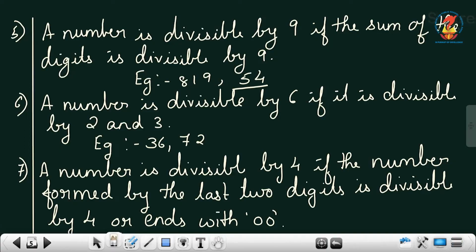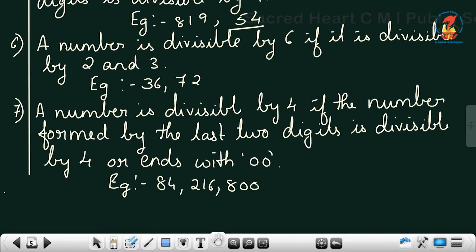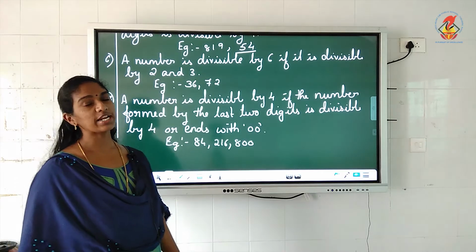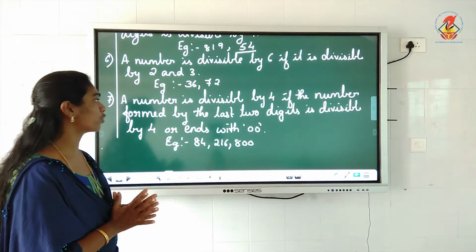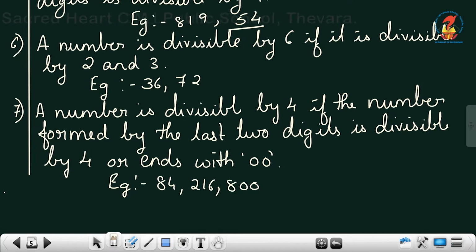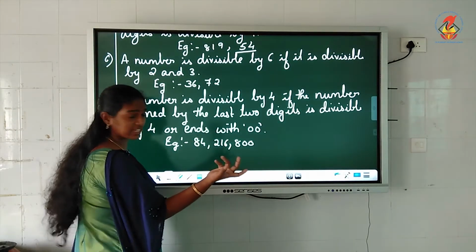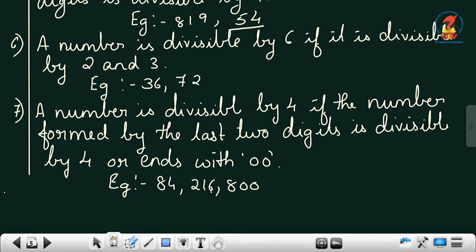Okay. Then, coming to the last one, a number is divisible by 4. How do you check a number is divisible by 4? If the number formed by the last 2 digits, suppose you get a number, take the last 2 digits. So here it's only 2 digits. This 84 you divide by 4 and see whether you are getting remainder 0. Now when you come to 3 digits, you take the last 2 digits, 16. Take the last 2 digits.